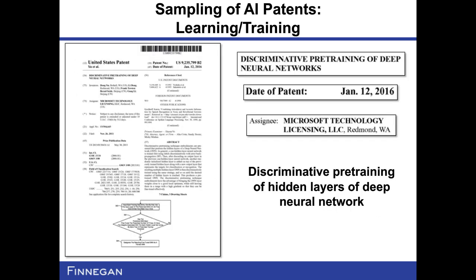Another example we wanted to talk about is the Microsoft patent that's shown here. And this patent relates to pre-training hidden layers in a deep neural network. And the deep layers in the neural network may be layers that involve cognition and determinations that are not very clear and not very obvious, but they still need to be trained so that they can be used in combination with other layers to make analyses and inferences.